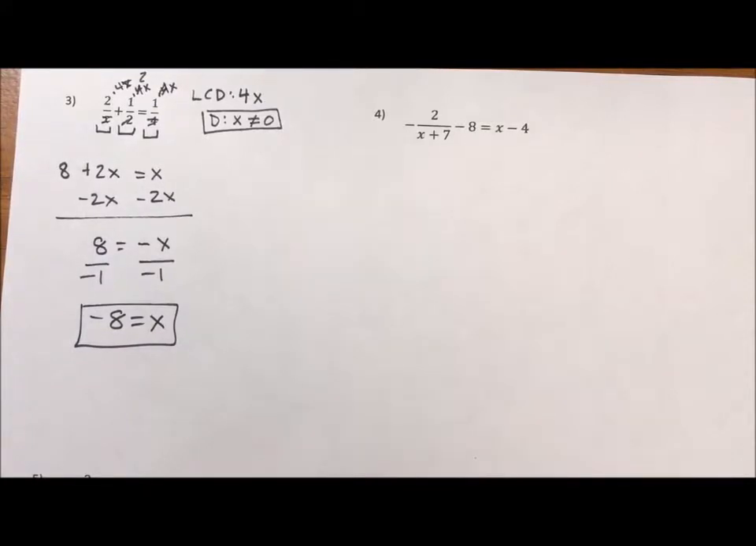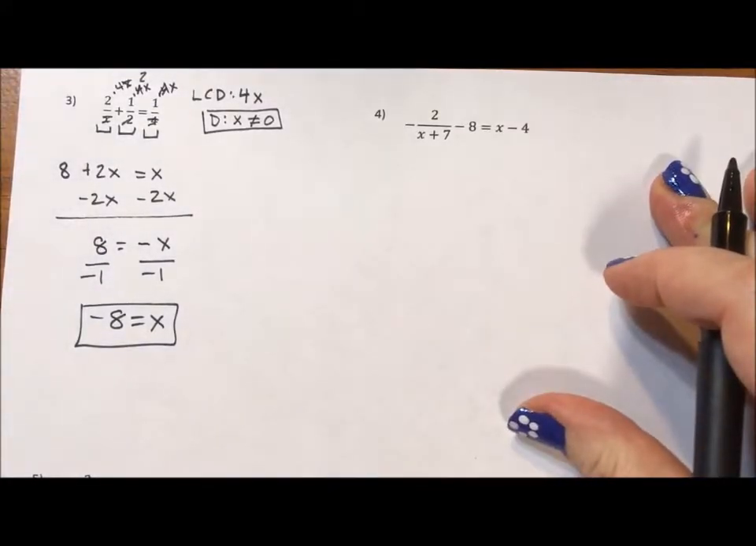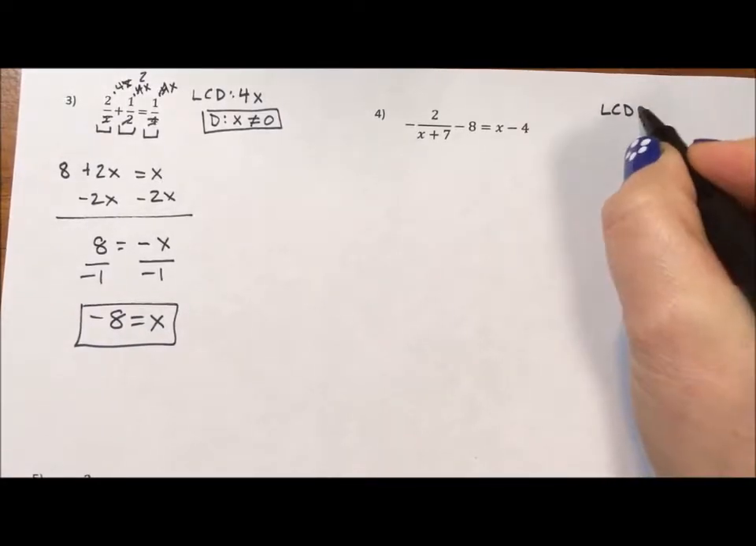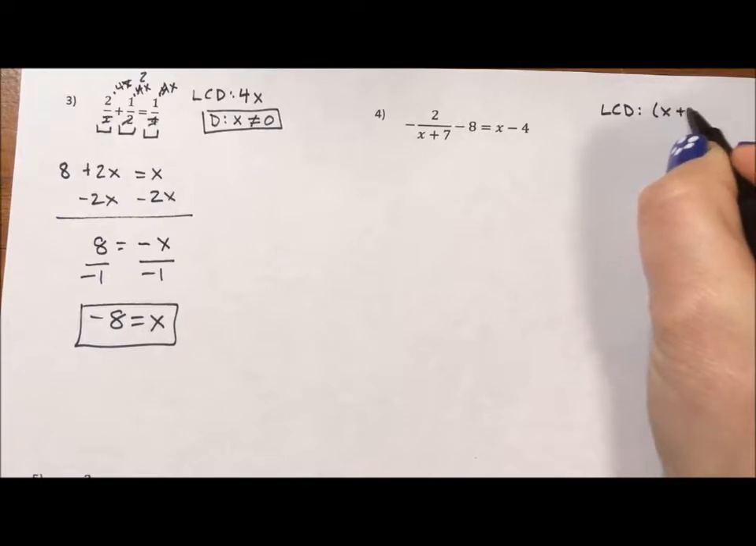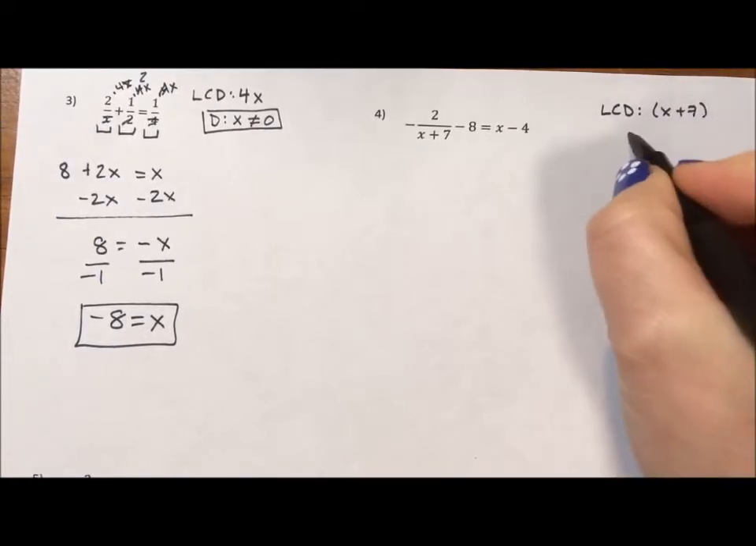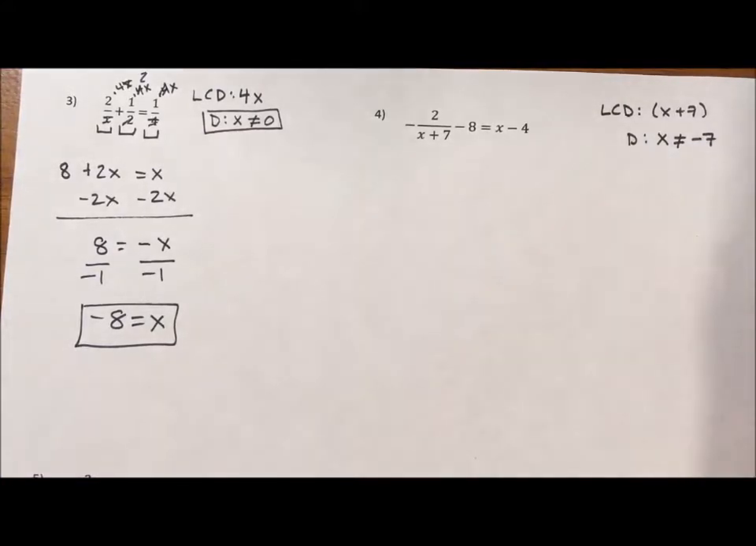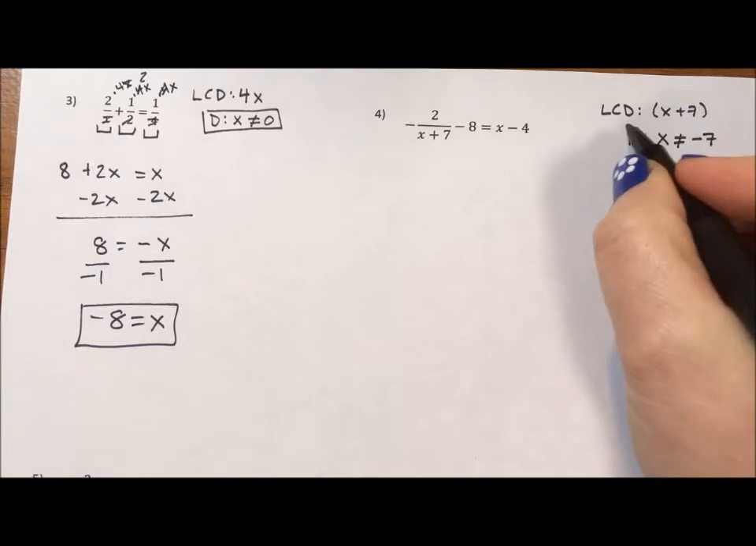For my second equation, I have 4 terms and 1 denominator. The only denominator I have is x plus 7, so my least common denominator is going to be x plus 7. What makes x plus 7 equal 0 is -7, so I need to restrict x: x cannot be -7. That will be my domain.